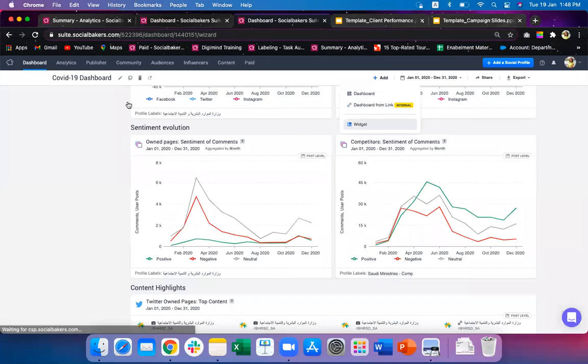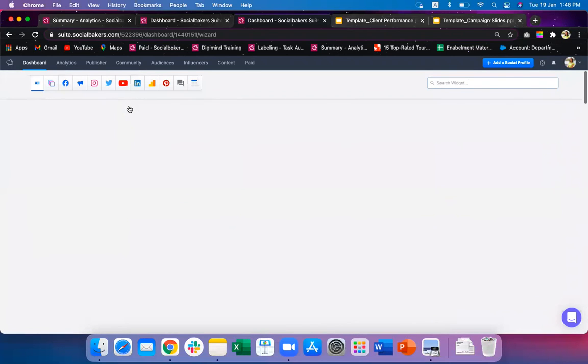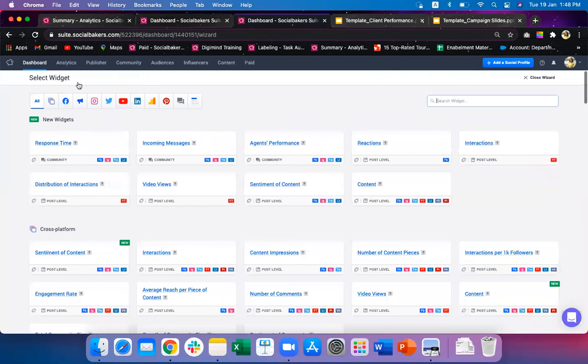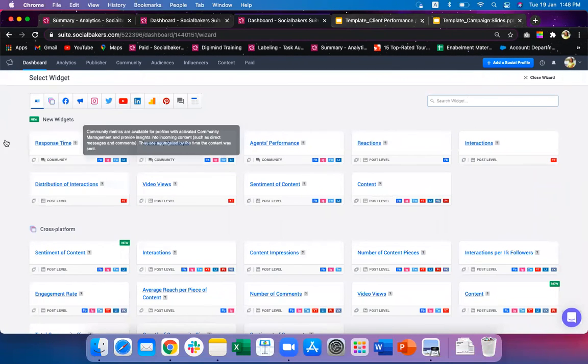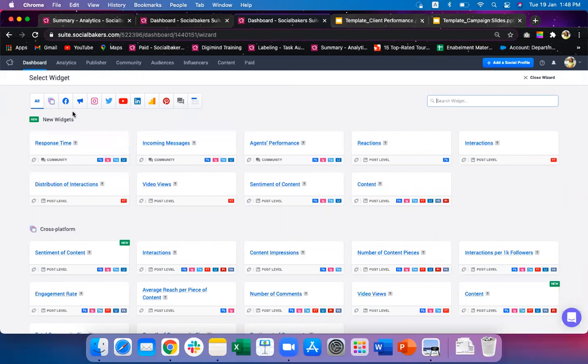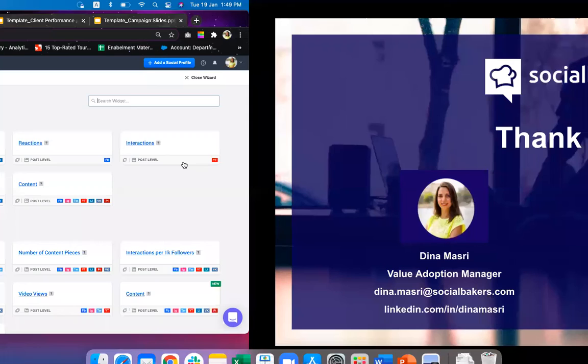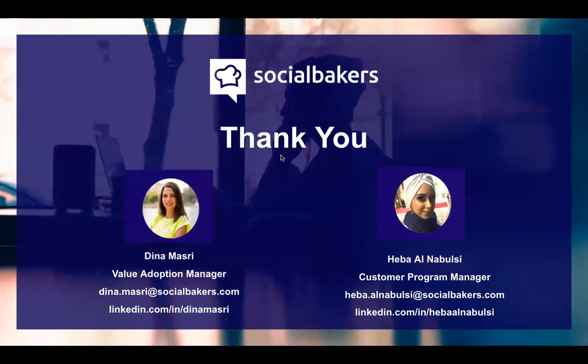So recently, a few widgets were added for community management. You will see response time, incoming messages. These are the new widgets. Keep checking whenever you build a report. Keep checking those widgets. You will see this data. Presentation, ads benchmark. So yeah, I think Ali answered this one.